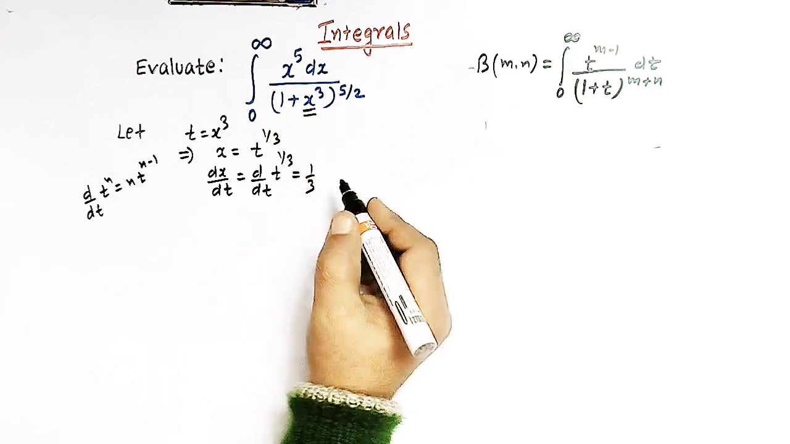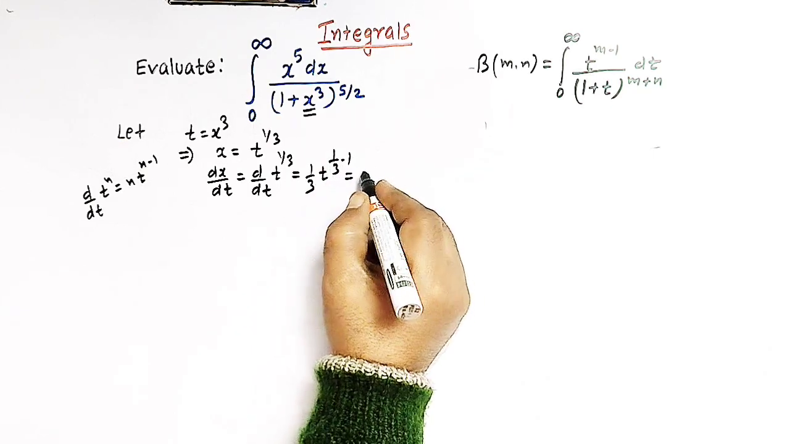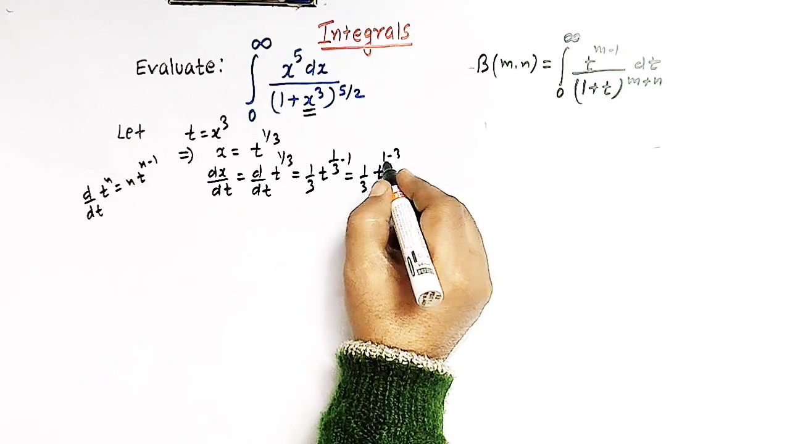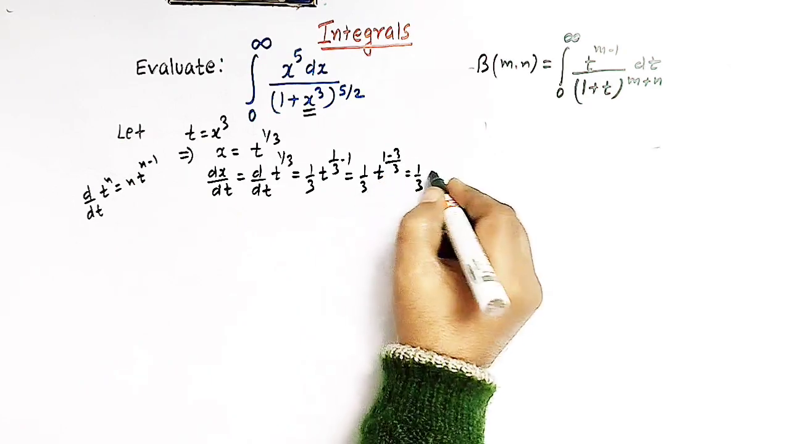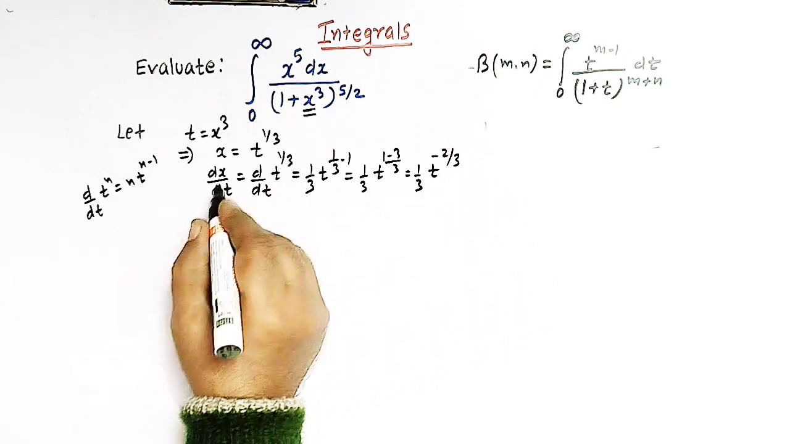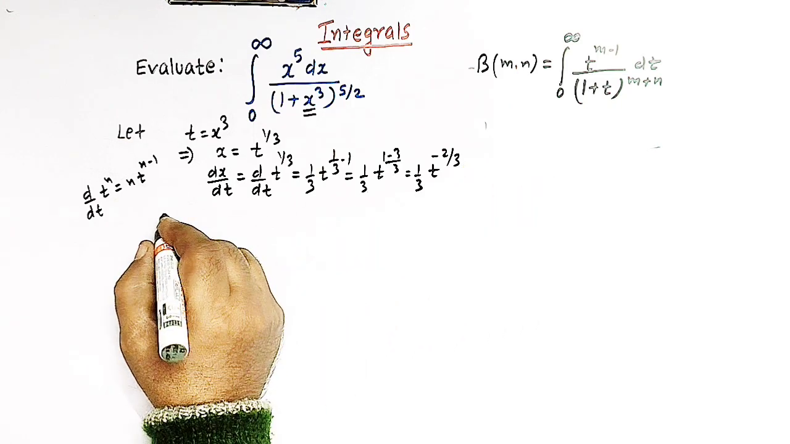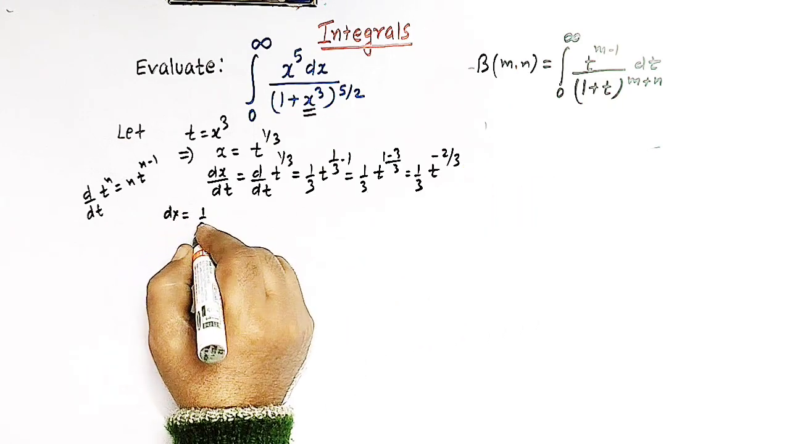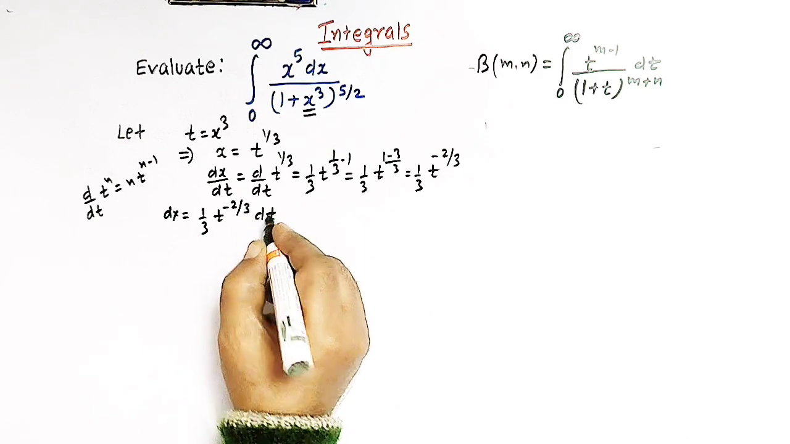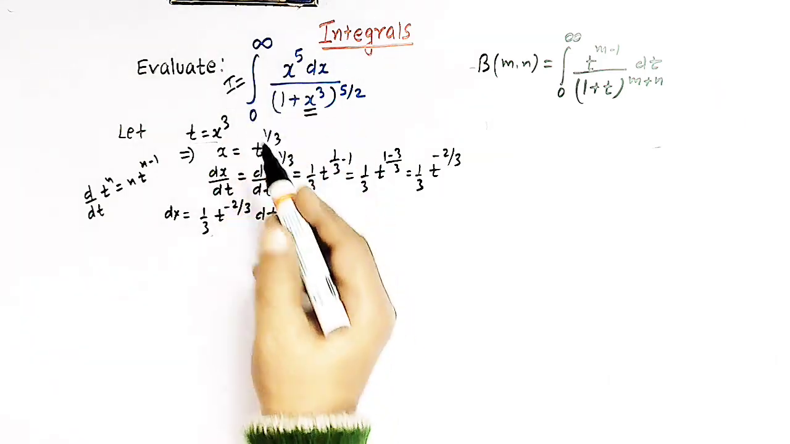so we have the derivative of t raised to 1 over 3 with respect to t as 1 over 3 t raised to 1 over 3 minus 1. So this is 1 over 3 t raised to 1 minus 3 over 3, 1 over 3 t raised to minus 2 over 3. So now dx over dt is equal to this expression. So now we can write dx is equal to 1 over 3 t raised to minus 2 over 3 dt. So now let us change the limits accordingly.